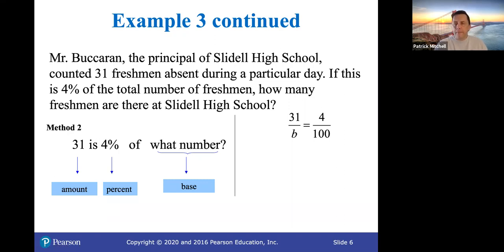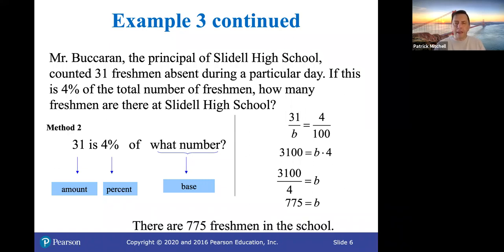Cross multiplying. 31 times 100 is 3,100. B times 4. And then we would divide both sides by 4. 3,100 divided by 4 is 775. So no matter which method you use, you should get the same answer.